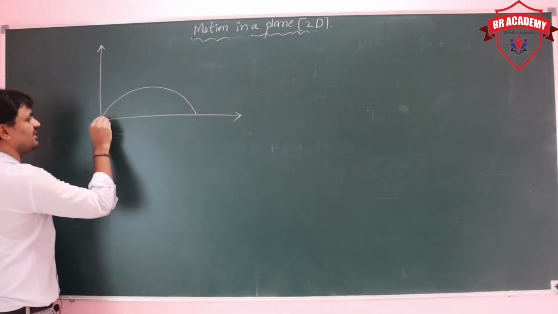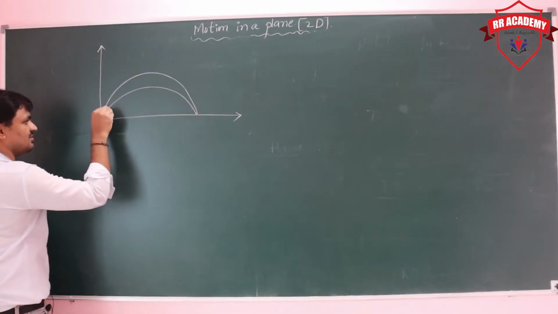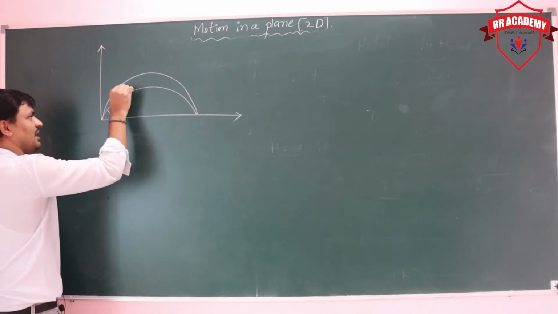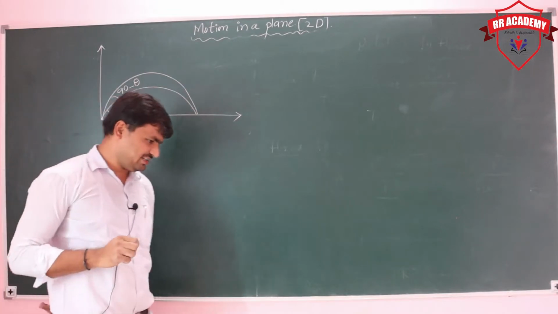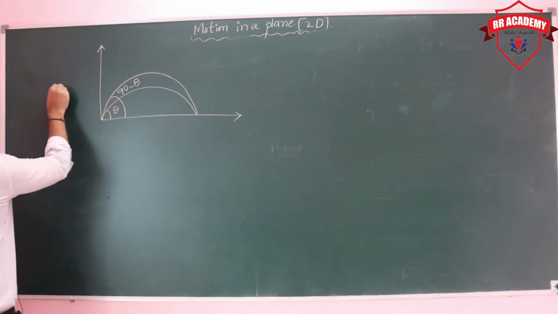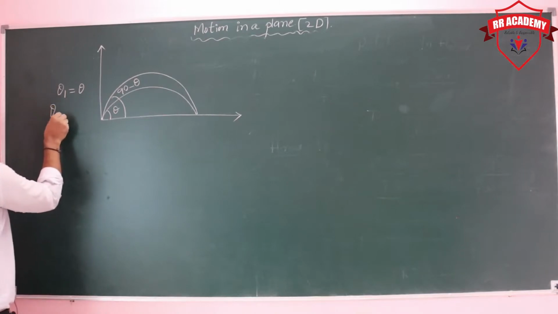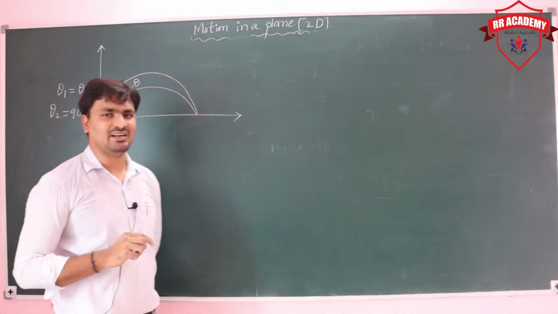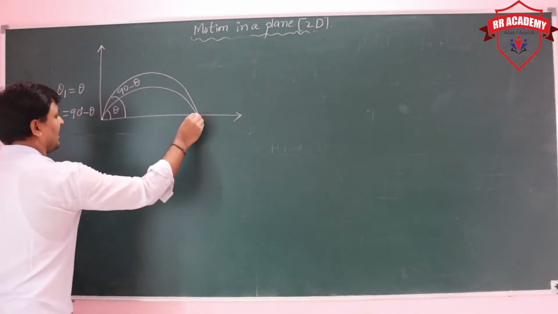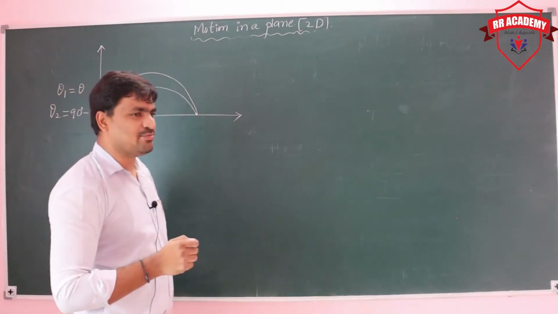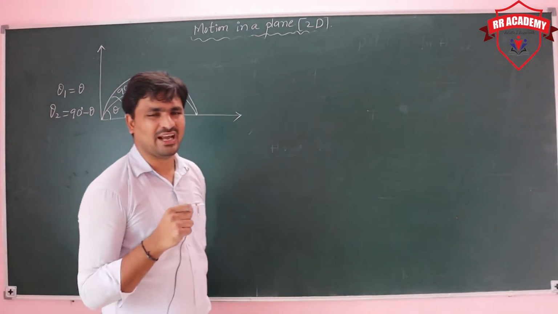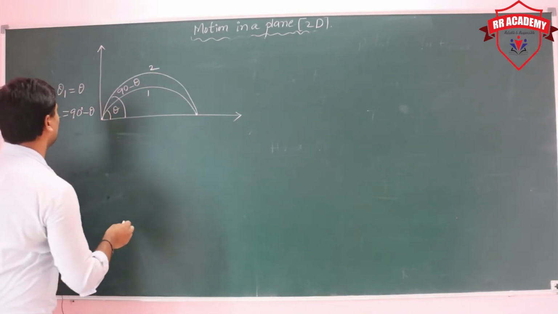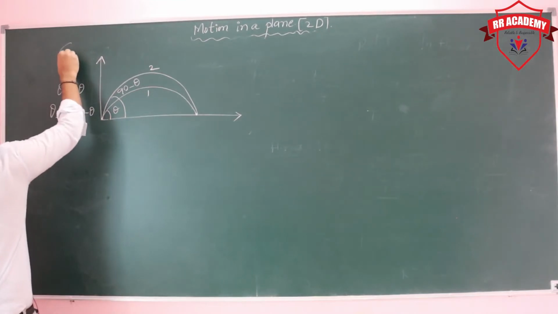Here I am projecting two bodies with complementary angles. One angle is theta and the other angle is 90 minus theta. So theta 1 is theta and theta 2 is 90 minus theta. These are named complementary angles. For complementary angles, what happens to the range, maximum height and time of flight? Let's have a look. This is the first object and this is the second object.